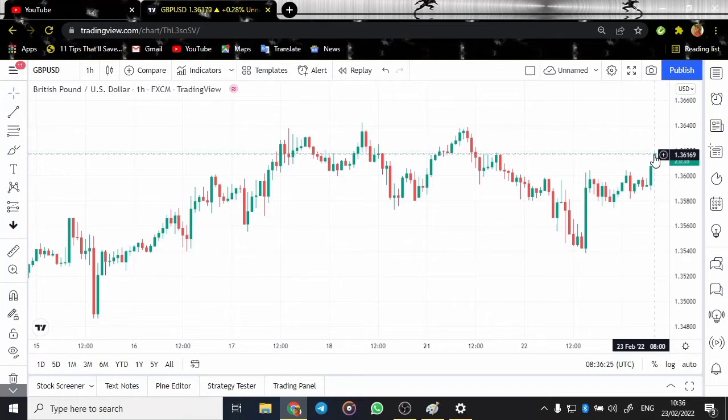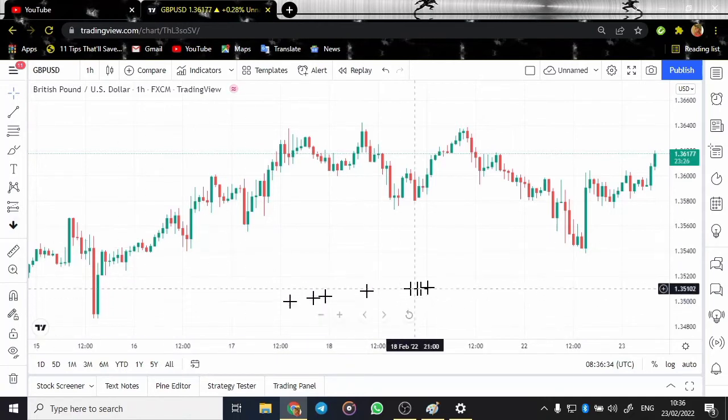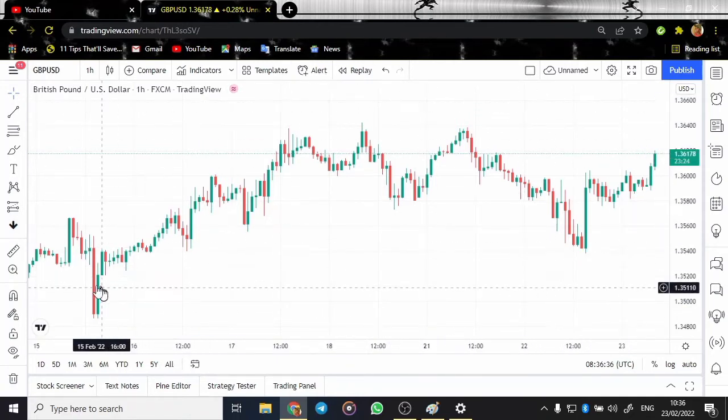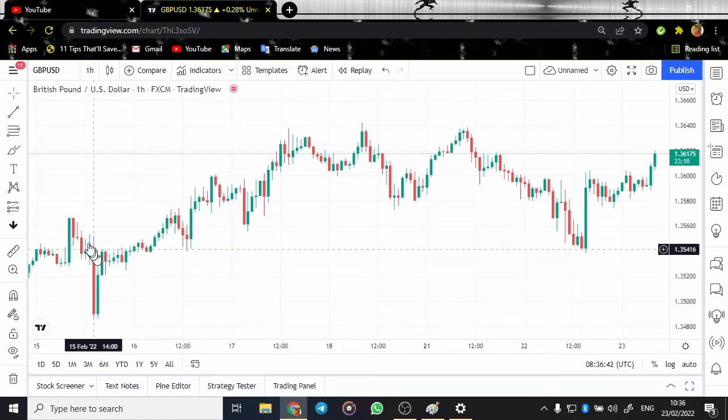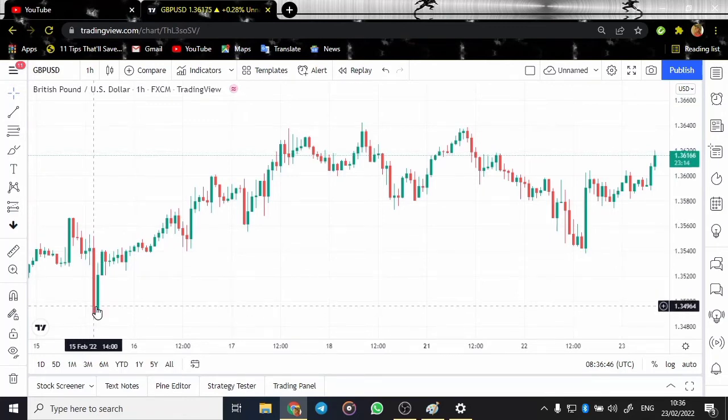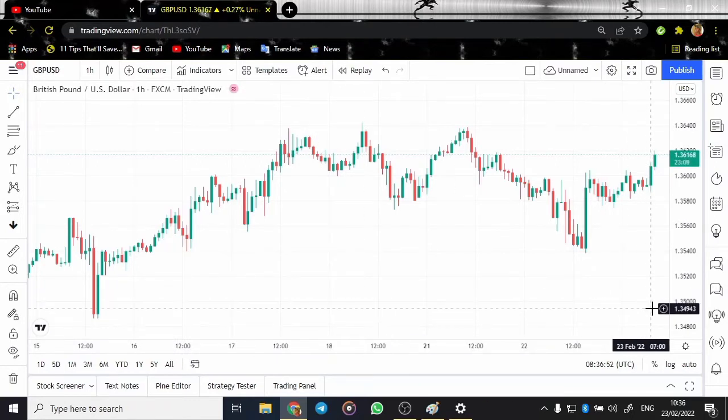We are saying 1 pound is equal to 1.3616 US dollars. And this is the entire market structure of candlesticks across different prices, down here forming this large red candlestick. The market went straight down, and the price at that candlestick was 1.3494.